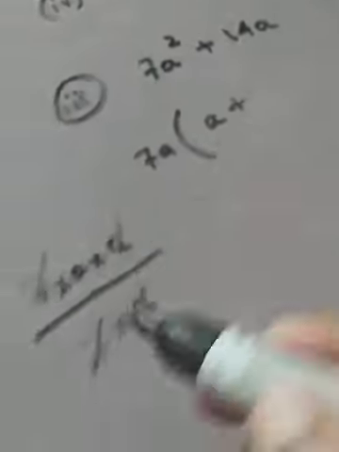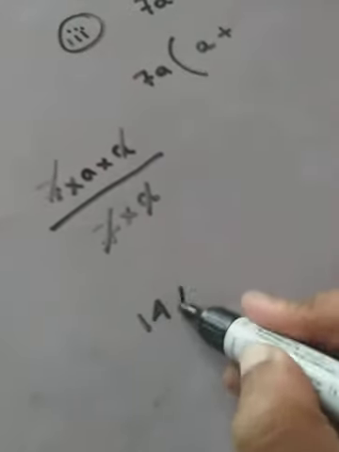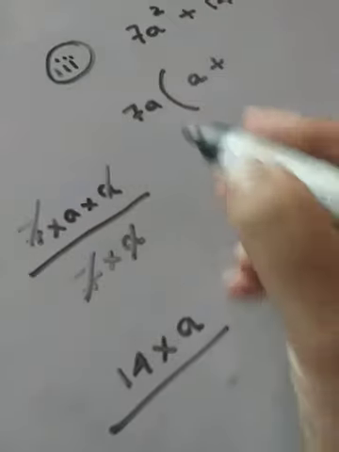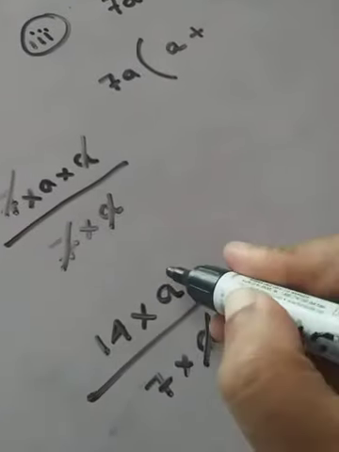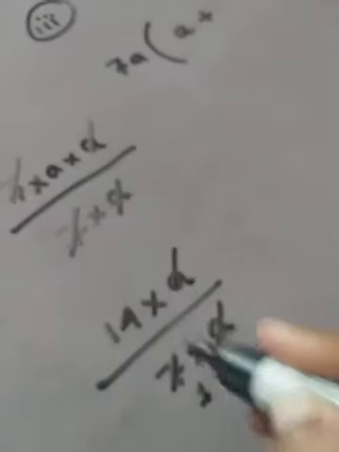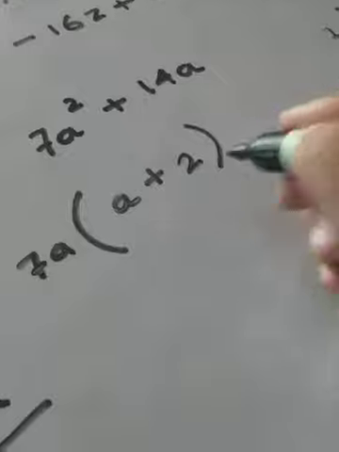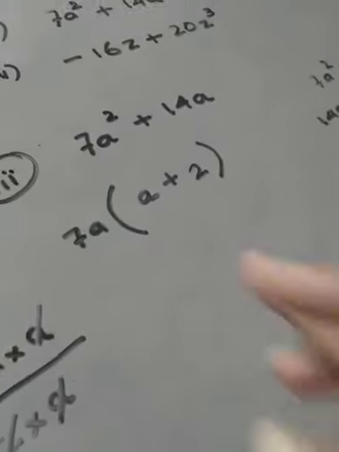Now 14a. 14a is written as 14 into a, isn't it? Now what have you taken as common? 7a. Now a is cancelled. 7 ones are 7, 7 twos are 14. What is the answer? 2. So what will remain inside the bracket? 2. So this is your required answer, and this is how exactly this type of sum needs to be solved.